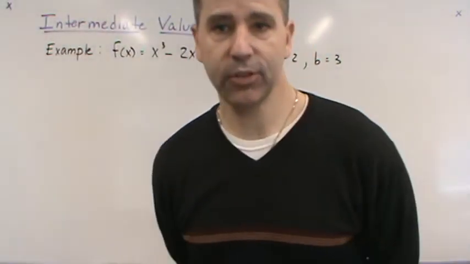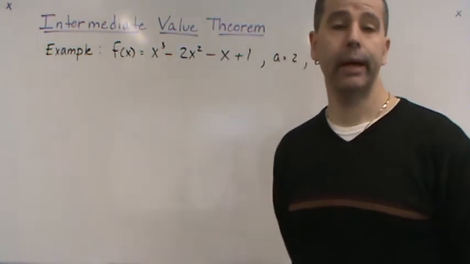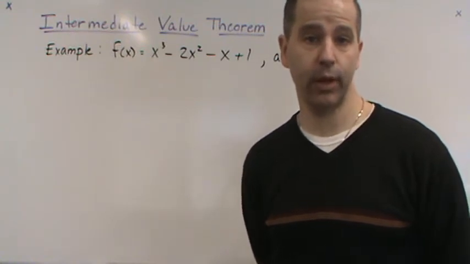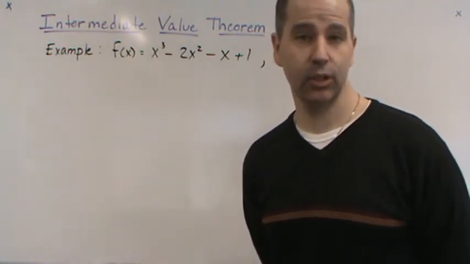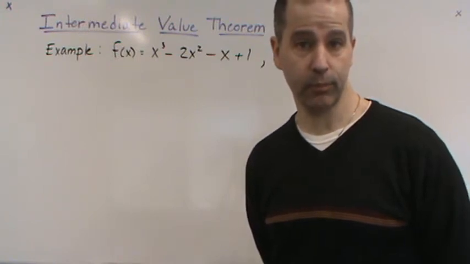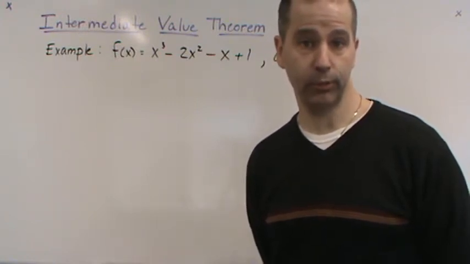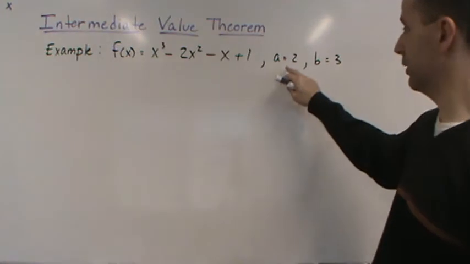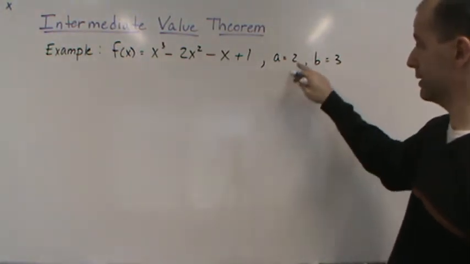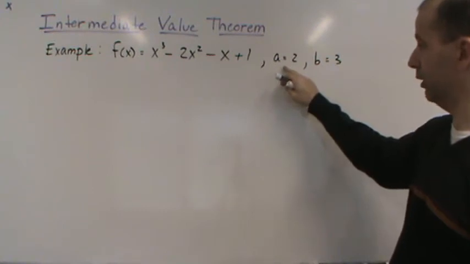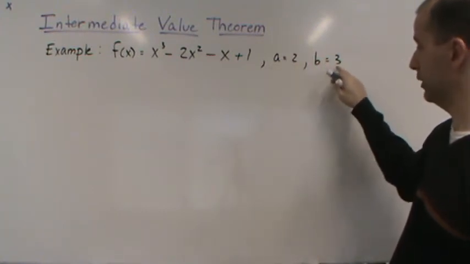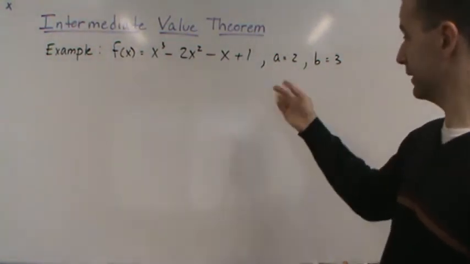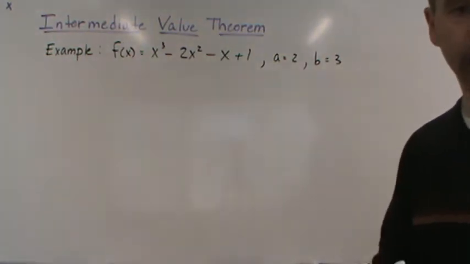Okay, welcome back. Today we're going to do an example of using the intermediate value theorem to determine whether there exists at least one real zero between two numbers, given a polynomial function. In this case, we're given this polynomial function f of x, and we're given the two endpoints that we want to look at. So we're looking at the interval from a equal to 2 to b equal to 3. And what we want to do is use the intermediate value theorem to determine whether there exists a real zero on the interval from 2 to 3.